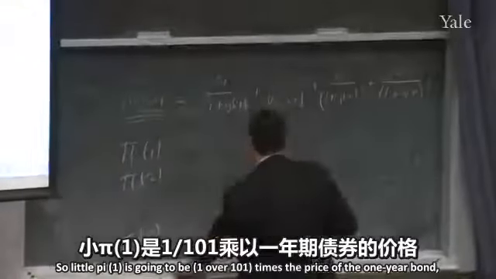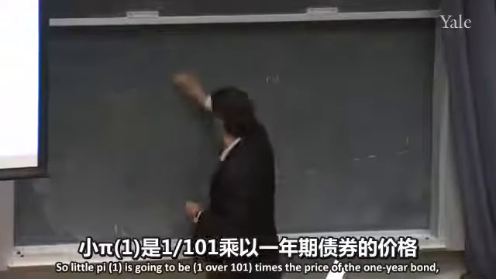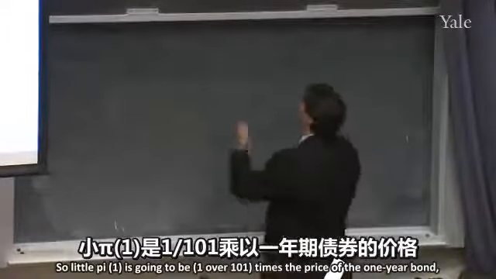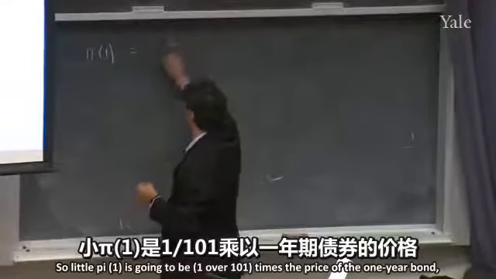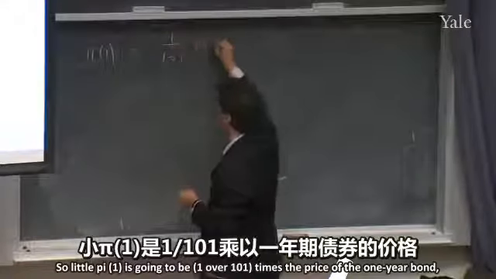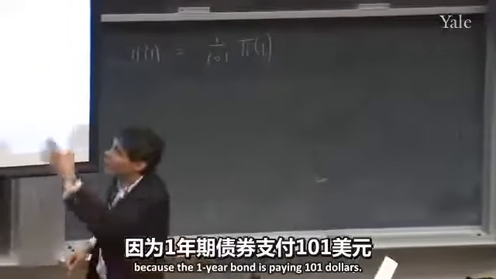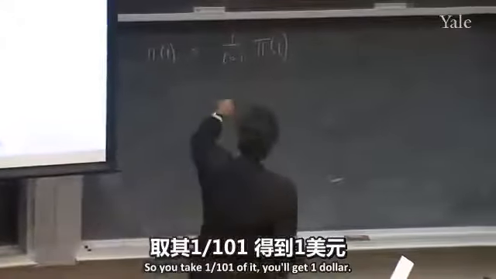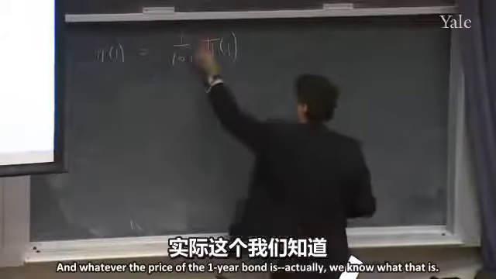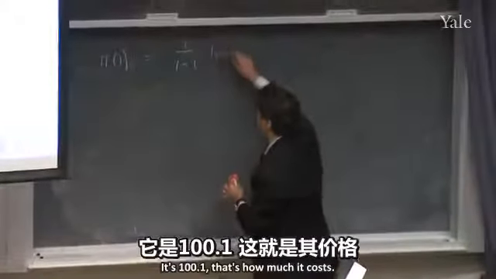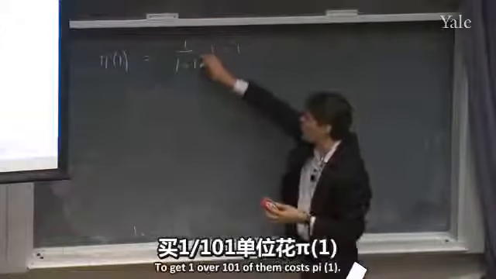So, pi 1 is going to be 1 over 101 times the price of the 1-year bond, because the 1-year bond is paying $101. So you take 1/101st of it, you'll get $1. And whatever the price of the 1-year bond is, actually we know what that is, it's 100.1. That's how much it costs to buy one of them. To get 1 over 101 of them costs pi 1.